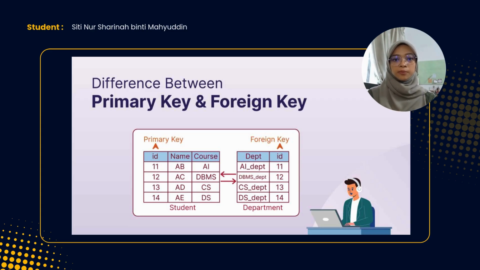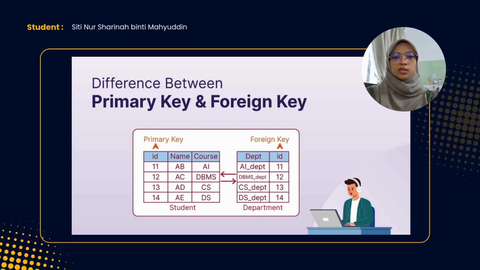Here, we have two tables. One is the student table and the other is the department table. In the student table, the column ID is the primary key. It uniquely identifies each student like AB, SC, AD, and so on. Now, take a look at the column called DEPT in the student table. It contains values like AI_DEPT, DMS_DEPT, where DEPT stands for department, and so on.